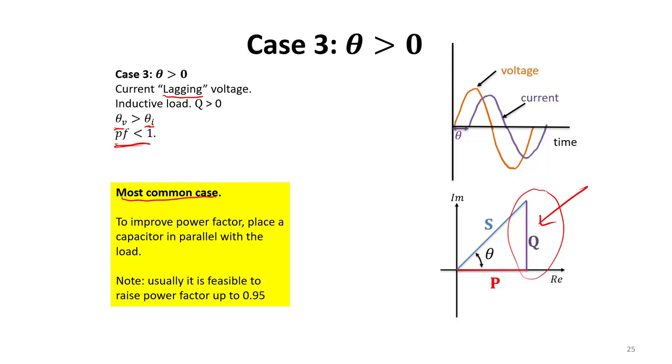And the good thing about this case is that it is possible for us to improve the behavior. One thing we can do is place a capacitor in parallel with the load. If we introduce a parallel capacitor, that will introduce a negative Q, and that will cause our imaginary part to decrease and therefore make our power factor closer to 1. And again, typically in the real world, we often are able to raise our power factor up to about 0.95 using that approach.